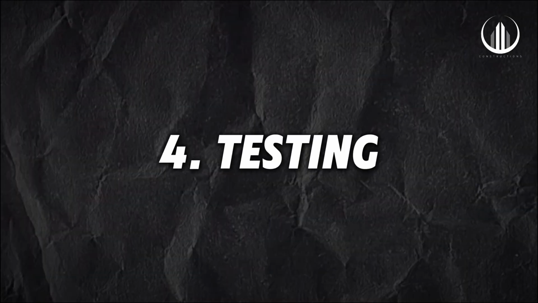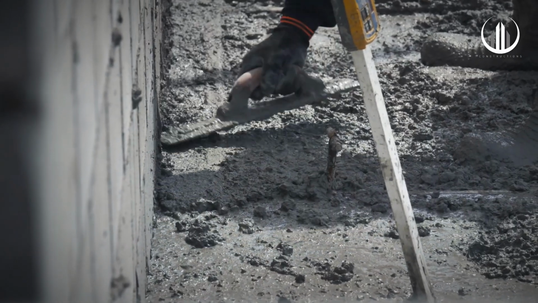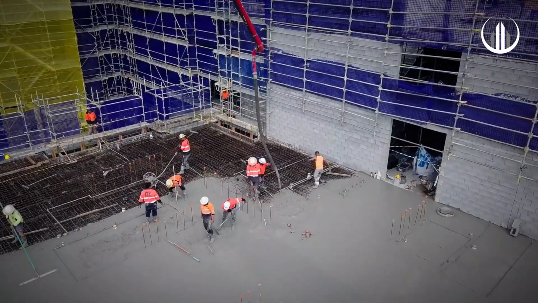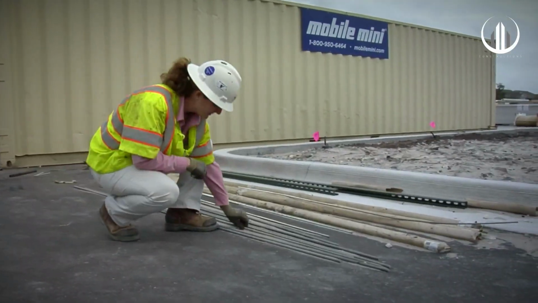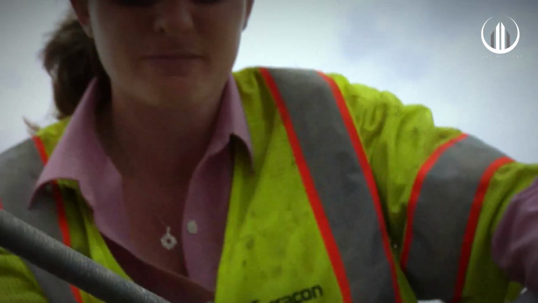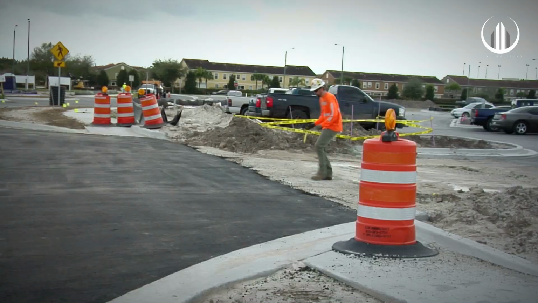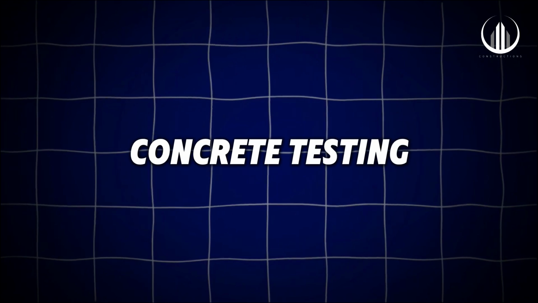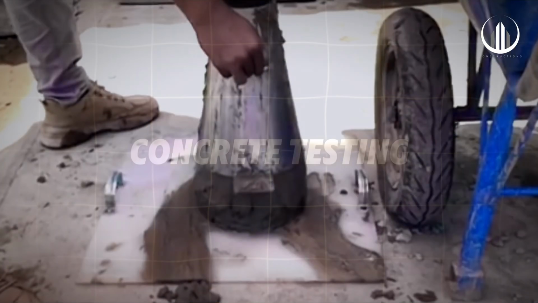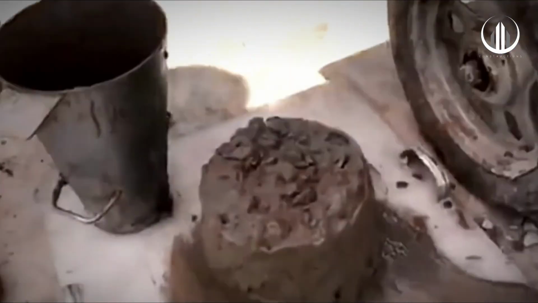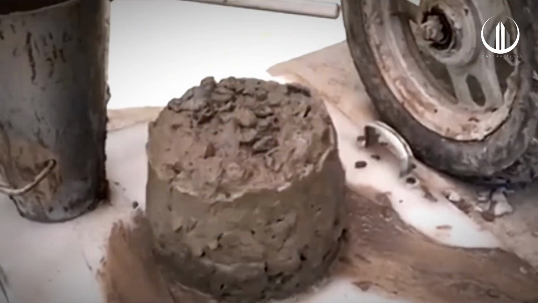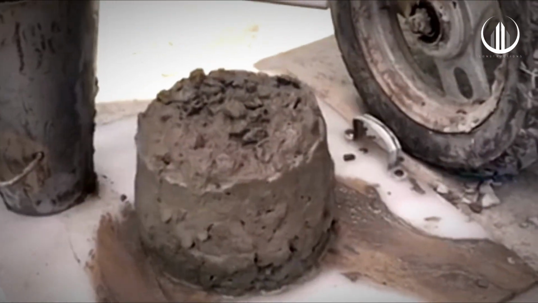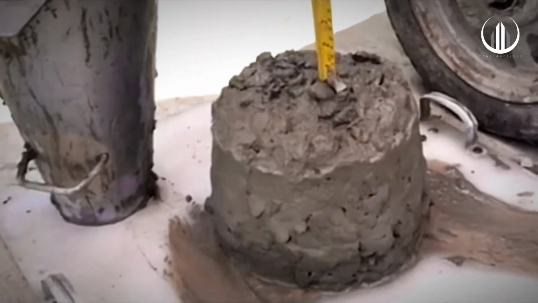4. Testing. Testing is another key aspect of quality control in construction. Regular tests are conducted to assess the performance and strength of materials and systems. Types of testing. Material testing. Concrete testing. Tests such as slump tests, compression tests, or curing tests ensure concrete meets the strength and workability requirements.